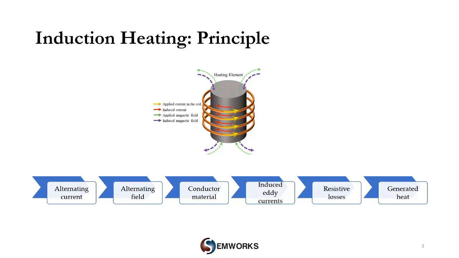Simply stated, when applying an alternating current inside the coil, a time-varying magnetic field is generated. Now, when exposing a conductor material to this alternating field, induced eddy currents are created inside it, resulting in high resistive losses, which will heat up the material according to the Joule law.